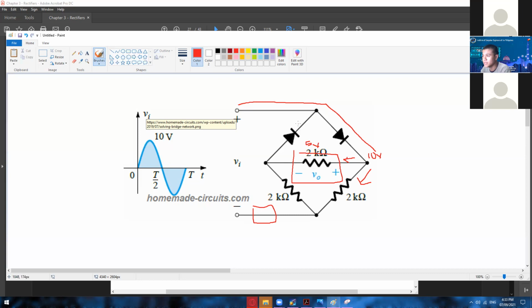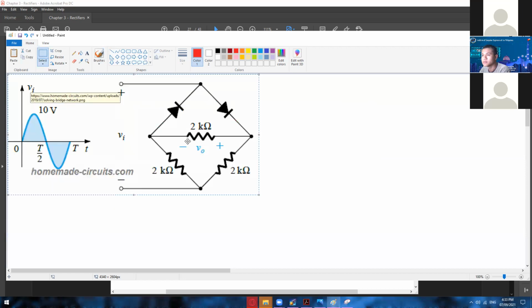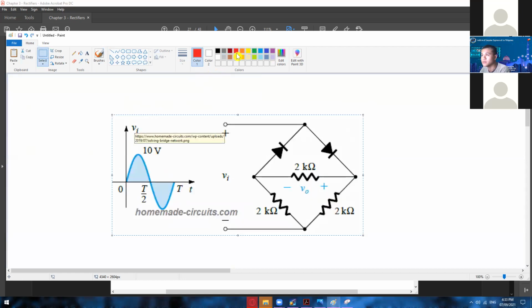So the same with the negative portion. Okay, so let's use gray. Is it still visible? Brown na lang. Okay, so if we have negative half cycle, so negative positive, so this now will become on, and this will be off.